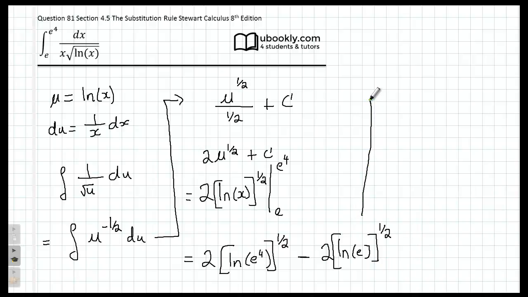Okay, so I'll move here now. I'll get 2, and if I simplify this, ln of e to the power of 4 is just going to be 4, to the power of a half, minus, well, ln of e is just e to the power of a half, I'll take this out here, minus 2e to the power of a half.